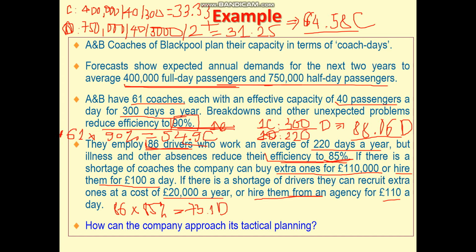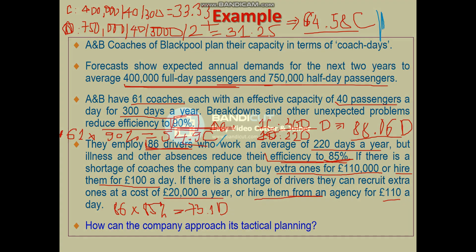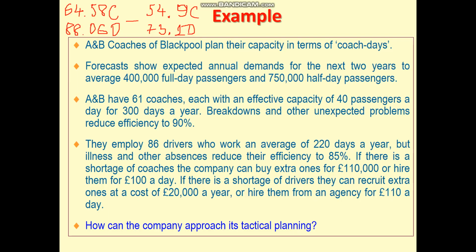So the next step, we will compare what we need and what we have. We already finished calculating step 1 and step 2. Based on the forecasted demand, we can calculate the result we need, that is 64.58 coaches and 88.06 drivers. However, what we have now is only 54.9 coaches and 73.1 drivers. So we find the mismatch, the gap between them.